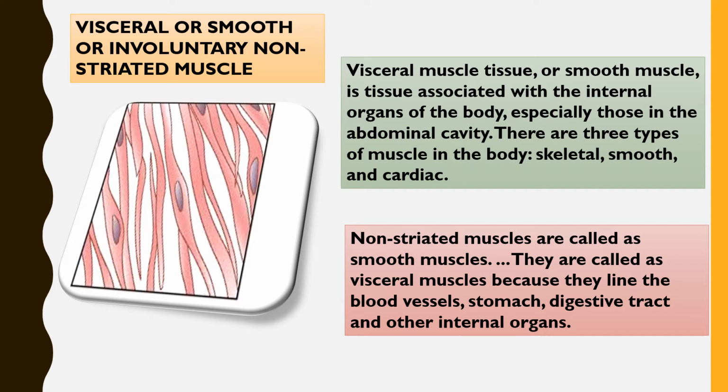Now the next question is, why is visceral muscle called smooth muscle? Non-striated muscles are called smooth muscles. They are called visceral muscles because they line the blood vessels, stomach, digestive tract and other internal organs. So you can say the muscle fiber which is non-striated is present in the visceral organs and is not under voluntary control.